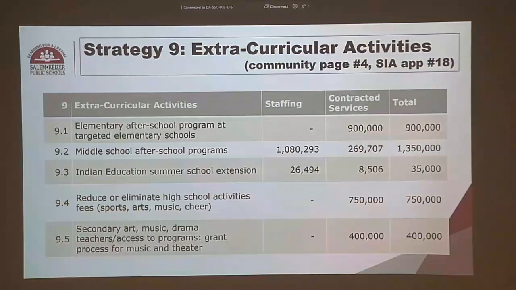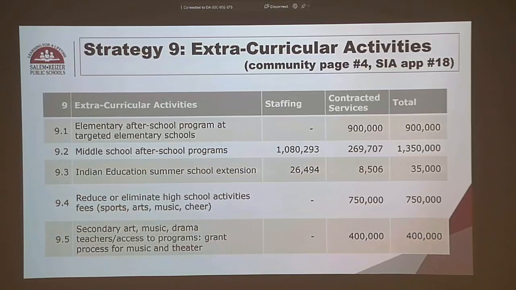The Indian Education Summer School Extension will cost us about $35,000. And then you'll see those last two line items, the reduction of high school activities and athletics fees. We've put $750,000 in there as a placeholder. Just for a frame of reference, annually we bring in just under $600,000 in pay-to-play fees. So we want to ensure that we can greatly reduce fees for kids and expand access to have more kids participate. So we've started with that 750 number.